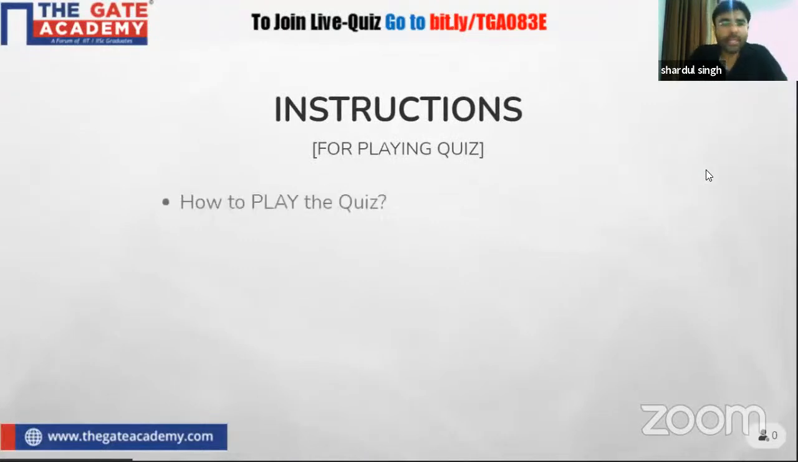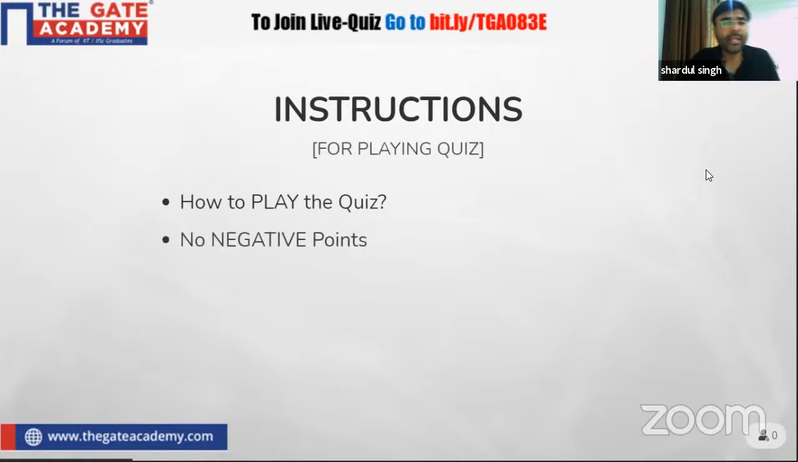So these are some of the instructions. First of all is how you'll play the quiz. What's the procedure to play the quiz? You need two devices to play the quiz, or you can play by one device also. I'll explain both. If you are having two devices, one laptop or one mobile, anything, then from one device you can log into YouTube where you will be watching the video, and in the second you'll solve the questions by attending the quiz. And if you are having a single device, then you can open two tabs, and from one tab you will be able to see the video, and from the second tab you will be able to play the quiz.